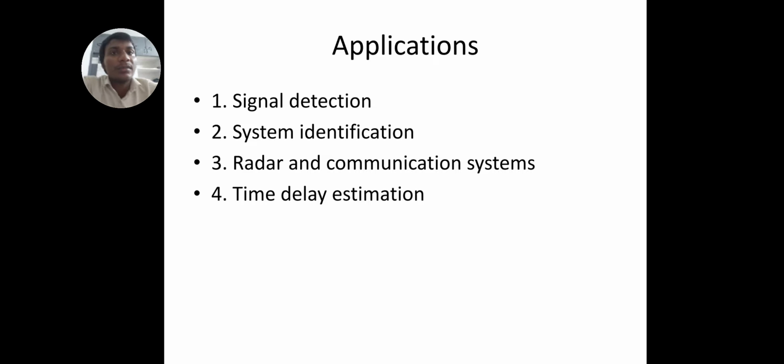Radar and communication systems. We can see this in the military, where at higher altitudes and over oceans there are radars, because there is no such high-speed communication. Through radars all communication takes place, and this is called a radar communication system. Time delay estimation: by autocorrelation and cross correlation we can estimate the time delay.